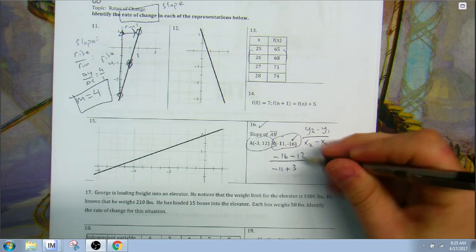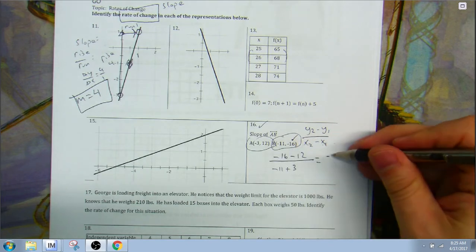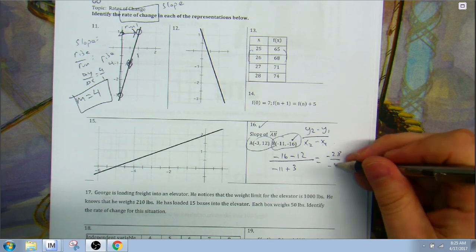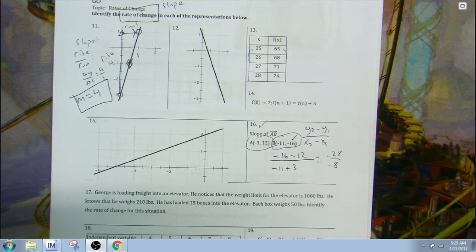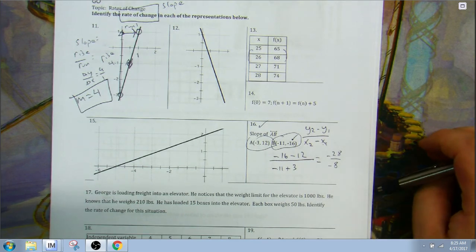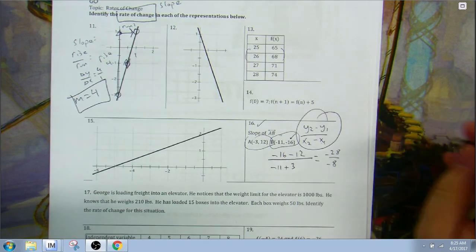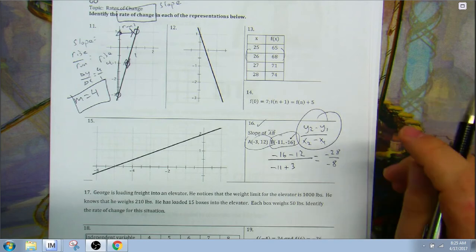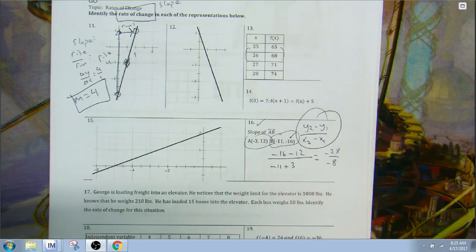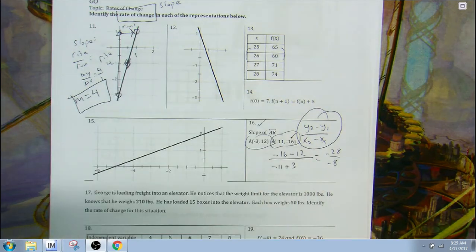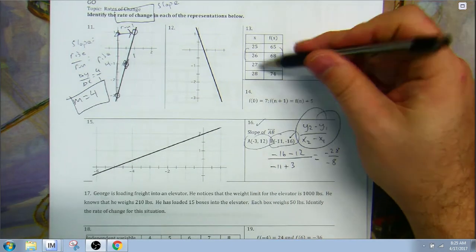We then just simplify this. This becomes a negative 28. This becomes a negative, what is that, 8? And you can reduce that down from there. And that's it. That's how we do it. Slope formula, probably pretty good to know if you're not already comfortable with slopes. It's an easy way to find it when we're given 2 points. Slope triangles are easy when we're given a line. But slope formula is also useful when we have a table.